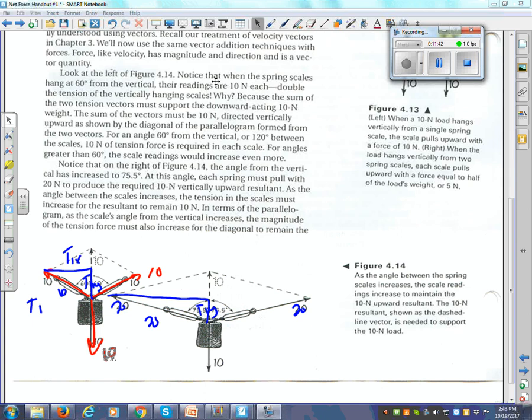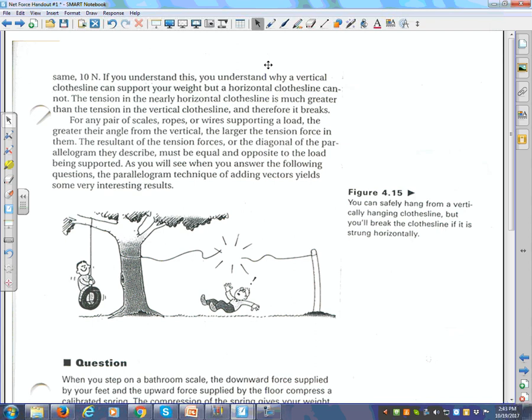Okay. Notice that on the right, the angle from the vertical is increased to 75.5. At this angle, each spring must pull with 20 newtons to produce the 10 newtons vertically upward result. As the angle between the scales increases, the tension in the scales must increase for the resultant to remain 10. In terms of the parallelogram, as the scale's angle from the vertical increases, the magnitude of the tension force must also increase for the diagonal to remain that 10. If you understand this, you understand why a vertical clothesline can support your weight. So here's a kid hanging on a rope, no problem, but a horizontal clothesline cannot. The tension in the nearly horizontal clothesline is much greater than the tension in the vertical clothesline, and therefore it breaks.